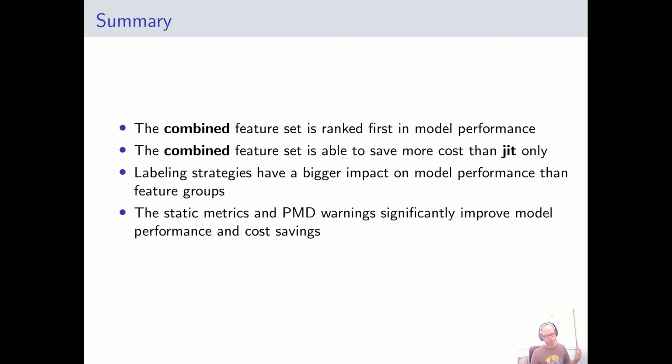We find that the combination of all features is ranked first in model performance, however, only statistically significant in 3 out of 4 cases. The combined feature set is also able to save more cost than only the fine-grained just-in-time features. We also found that the labeling strategies themselves have a bigger impact on model performance than the feature groups. This is probably due to the fact that the keyword-based approach just finds a lot more true positives for the instances, for the predictive models. The one-line summary would be that the static source code metrics and static analysis warnings from PMD significantly improve model performance and also cost-saving potential.